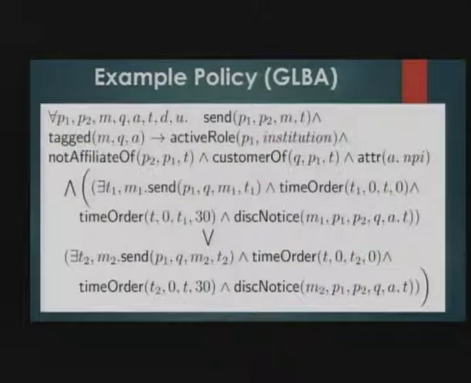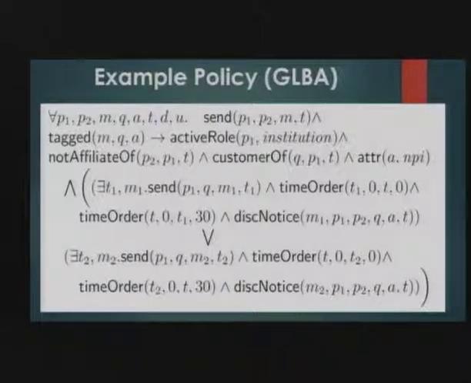Now let's look at the scary part. So this is how it's represented in the logic. I'll try to go through each of them. It's not very difficult once I explain it to you. It basically says if P1 is sending P2 a message M at time T. So that's the first part, right? P1 is sending P2 a message M at time T, and the message is tagged as Q's attribute T, A.